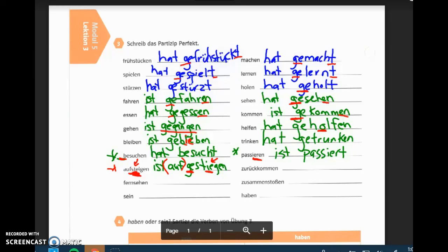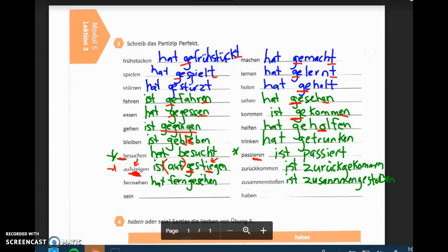Our next verb is another separable prefix verb. It's ist zurückgekommen. Fernsehen is also separable. Hat ferngesehen. Zusammenstoßen is a separable prefix verb. Ist zusammengestoßen.